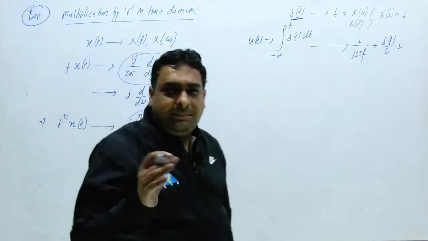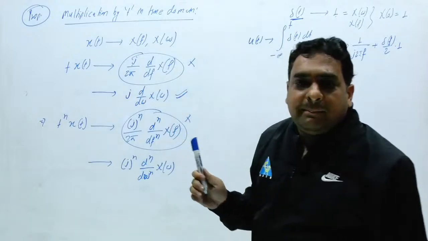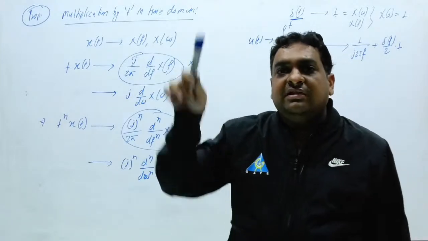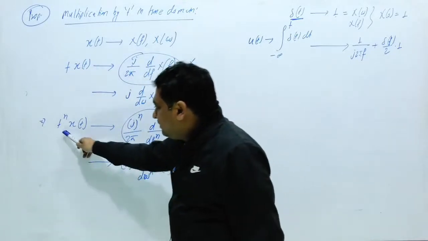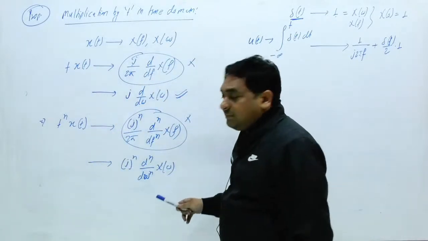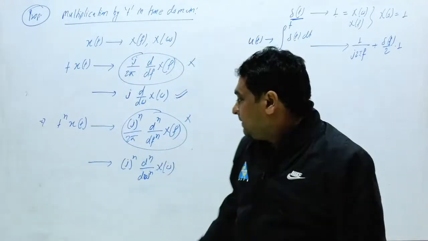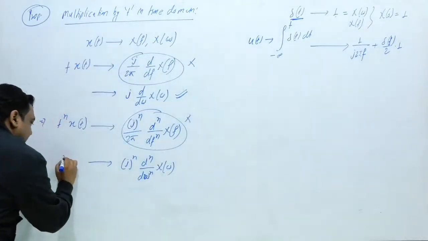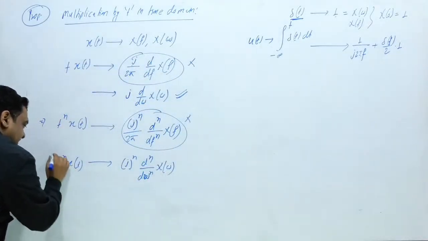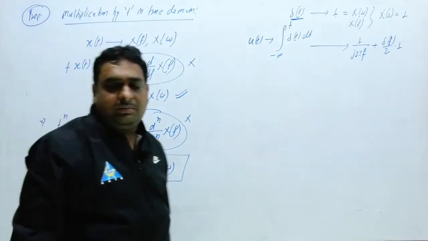So if you multiply by t on the right side, what will happen? You will get differentiation. With t raised to power 1 you get one-time differentiation, with t raised to power n you get n-time differentiation, again multiplied by j raised to power n. This omega-domain property I suggest you should remember. Clear? This property you should remember.